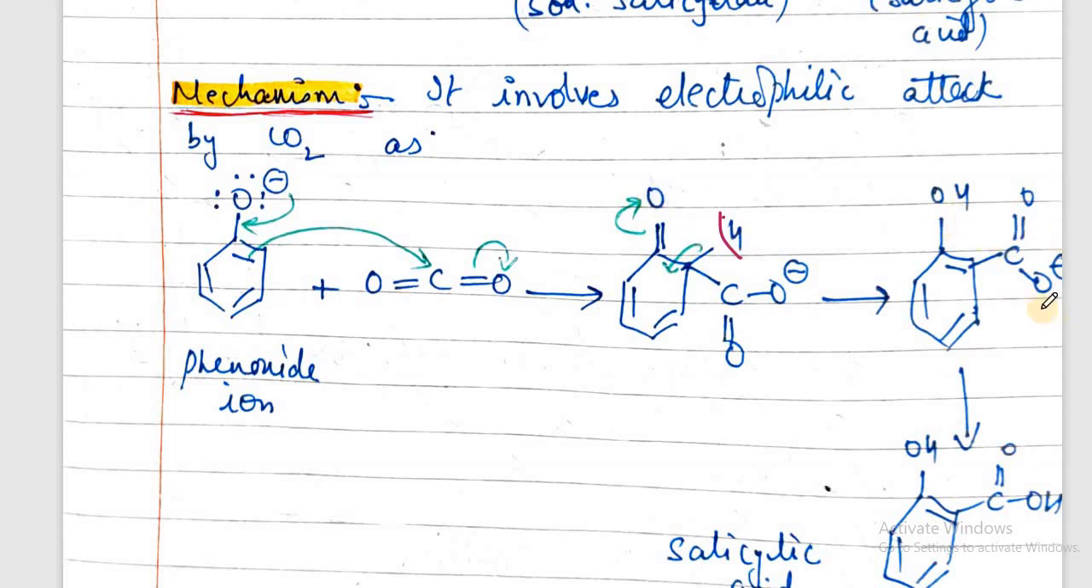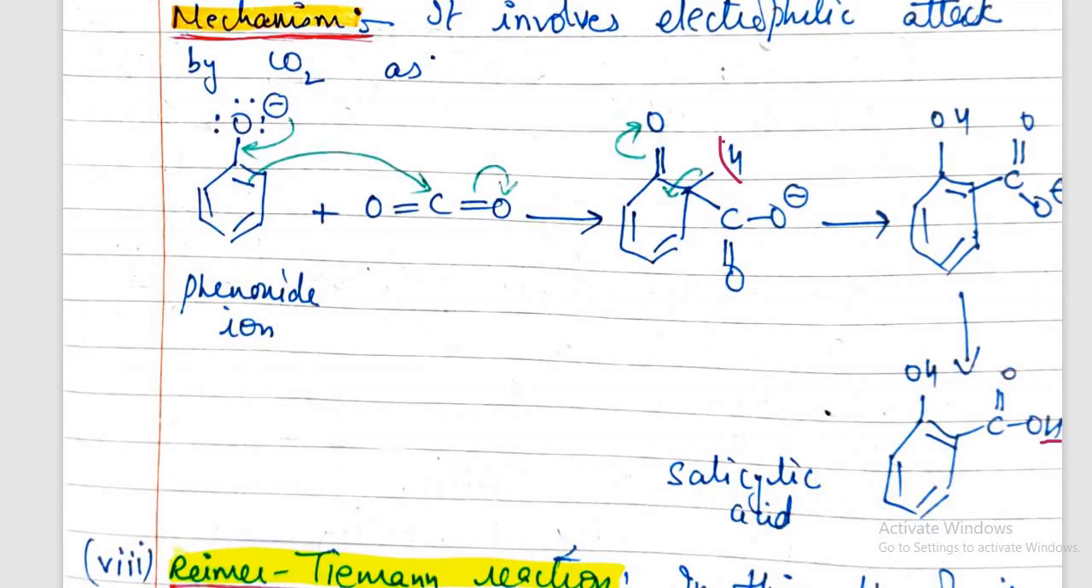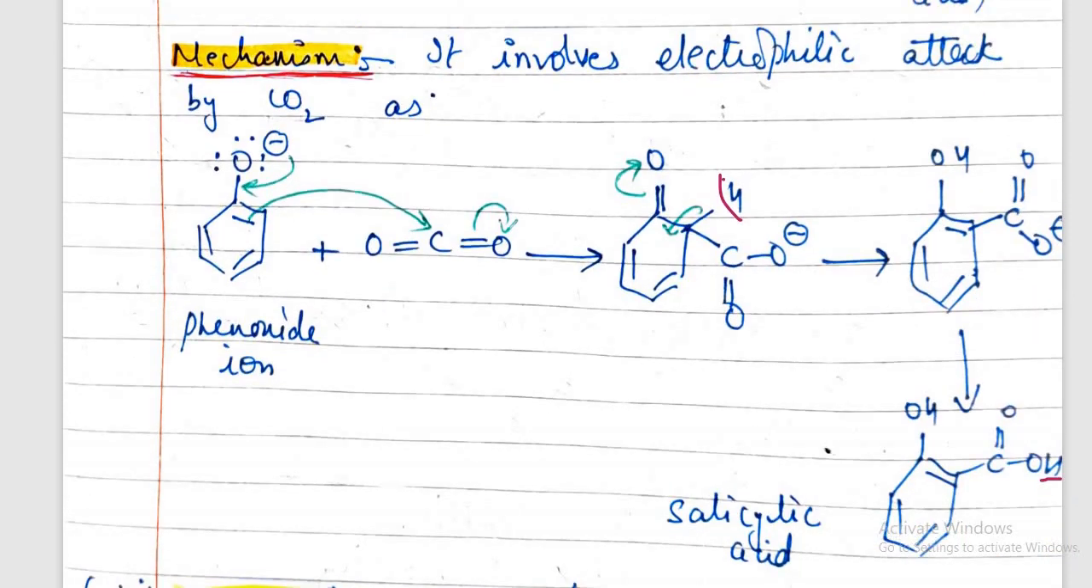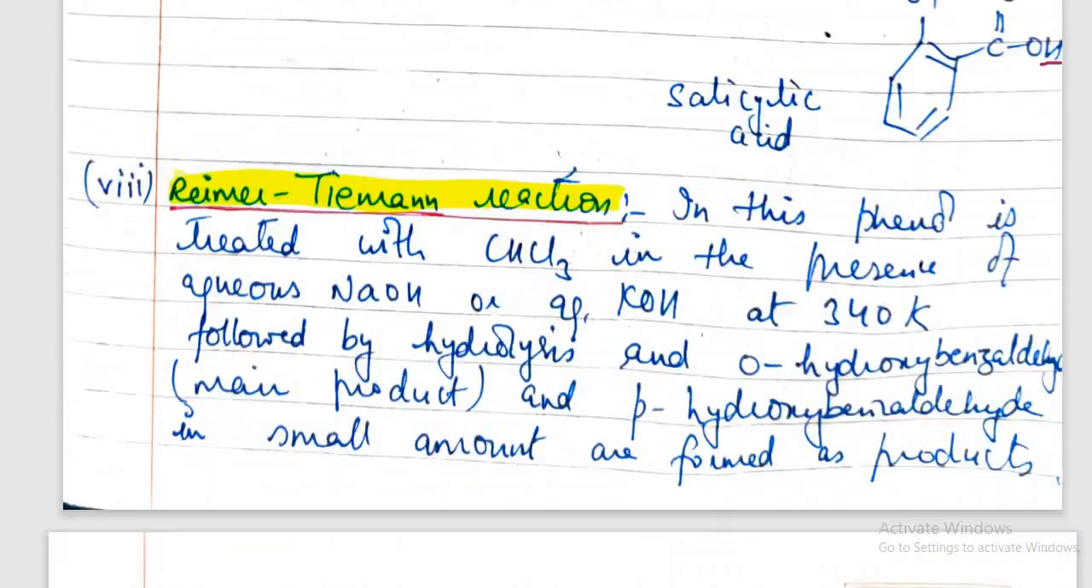So OH and CO negative, and then with HCl, that is hydrochloric acid acidification, this H is attached, and we get salicylic acid. So salicylic acid is formed in the Kolbe reaction. In this, CO2 acts as an electrophile and it attacks the phenoxide ion. So the next reaction is the Reimer-Tiemann reaction.